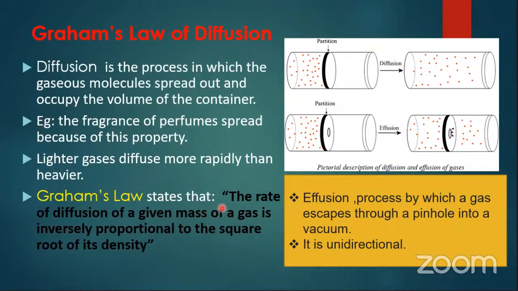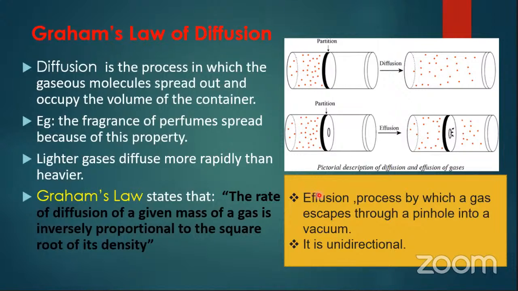What does Graham's law of diffusion state? The rate of diffusion of a given mass of a gas is inversely proportional to the square root of its density. It is not as simple as we are saying; this was proposed after many experiments. The rate at which the gas diffuses is taken in relation with the density. Rate is inversely proportional to the square root of density. In this note I also want to tell you about effusion.